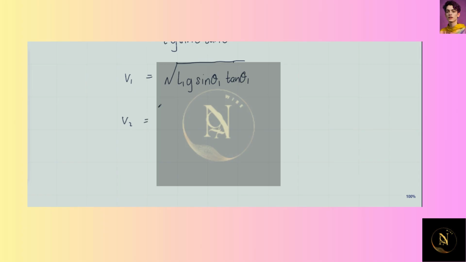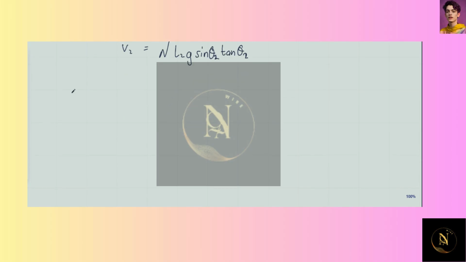And obviously for v2 it's the same, so that v2 is the square root of L2 times g times sine theta 2 tan theta 2. So now that we have expressions for the velocity, we'll take the sum of the moments about y, and these moments must equal 0. So the angular momentum about y is a constant. What that tells us is that R1 m v1 must equal R2 m v2. So angular momentum is conserved.